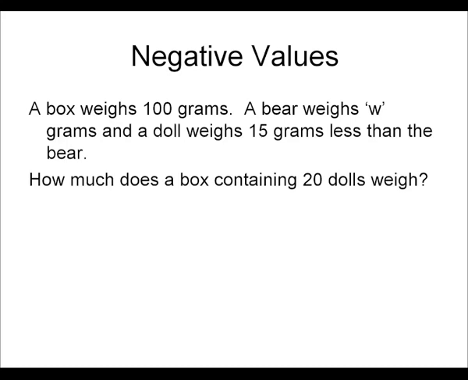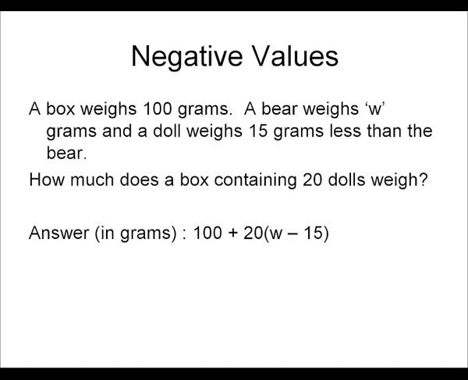So a box weighs 100 grams and a bear weighs W grams and a doll weighs 15 grams less than the bear. So the question is, how much does a box containing 20 dolls weigh? Again, we have an expression for the weight of a doll, which is W minus 15, and we're going to be multiplying that by 20 to find out the weight of 20 dolls.